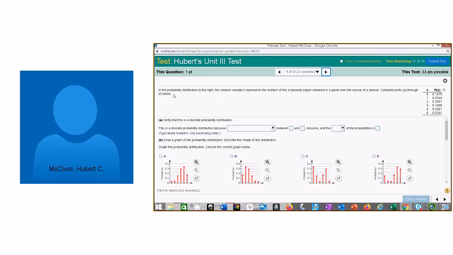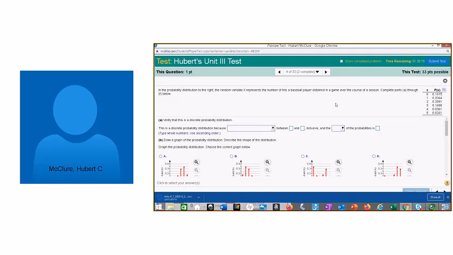Okay, the probability in the probability distribution to the right, complete parts A through whatever. First of all, I'm going to take this to Excel, and I'm going to show you what you should be able to do with this. You can do it in the calculator if you want to. We're going to do it on the spreadsheet so I can get everything on the board. Is everybody with me? Okay, thank you.